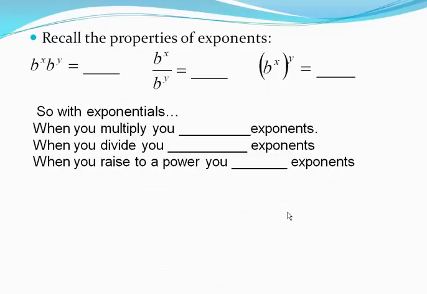Same rules. So if we have b to the x times b to the y, all we've got to do with those two exponents is add them up and you get b to the x plus y. Dividing, you take those exponents and subtract them, so it's b to the x minus y. And then a power raised to a power, we're looking at b to the x times y, so we multiply those exponents.